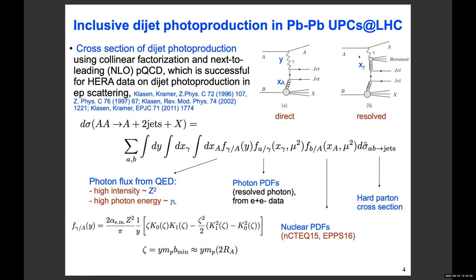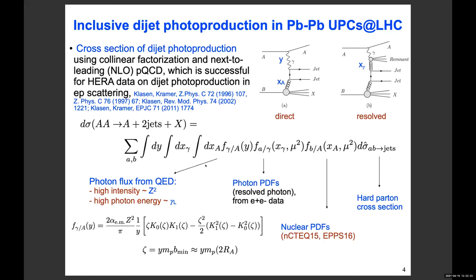In the collinear factorization, the cross section of this process is presented as a convolution with respect to all involved momentum fractions of the following quantities. So here we have the photon flux, which is known fairly well from quantum chromodynamics.